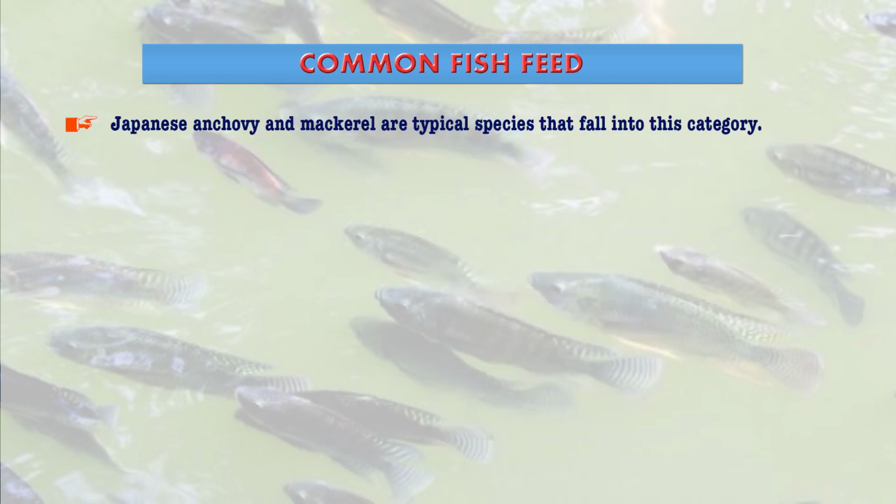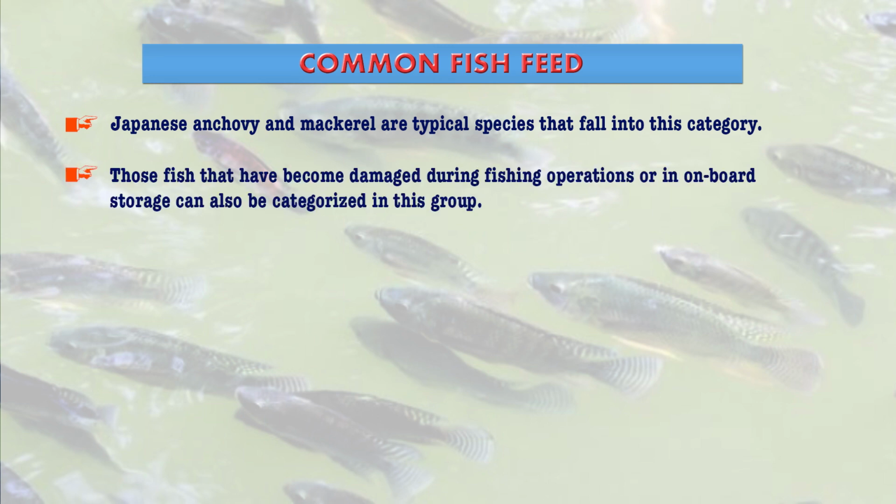Some of the examples that are included under this category include the chub mackerel and also the Japanese anchovy. They are the typical species that will fall under this. And those fishes that have become damaged during the fishing operation and even in on-board storage can also be categorized in this group, so that they are used sustainably, in the proper way.